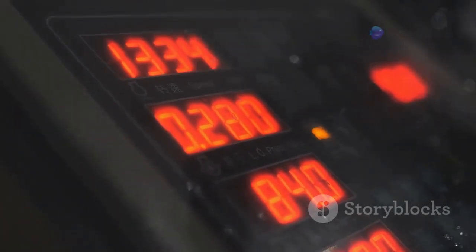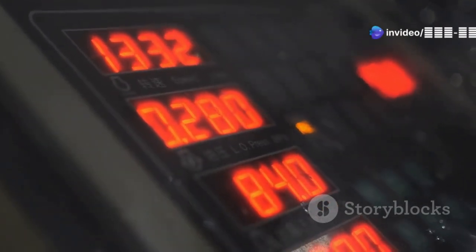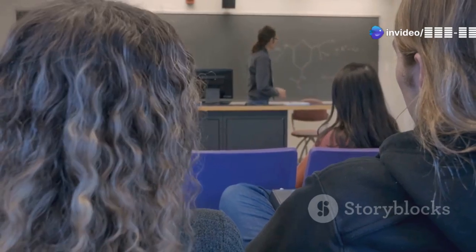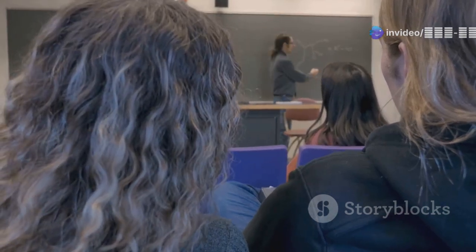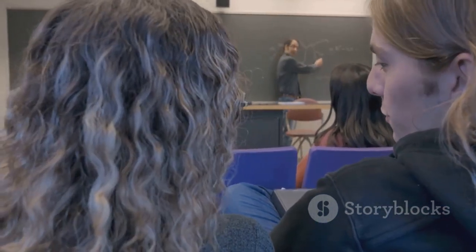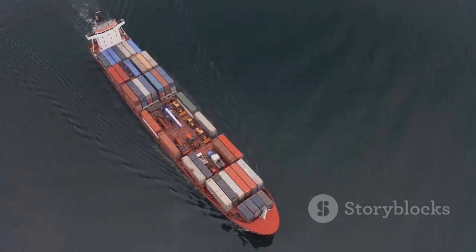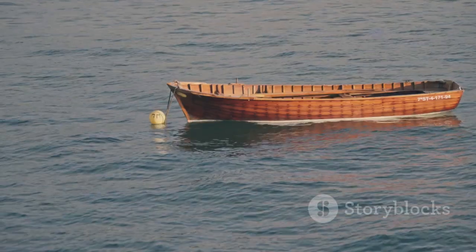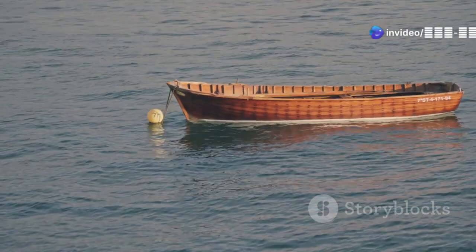Section 3. Relative motion, ship, and boat scenario. Let's dive into a classic example of relative motion that often pops up in exams, the ship and boat scenario. Picture this. You're on a big ship sailing smoothly across the ocean, and you spot a small boat bobbing up and down in the distance.